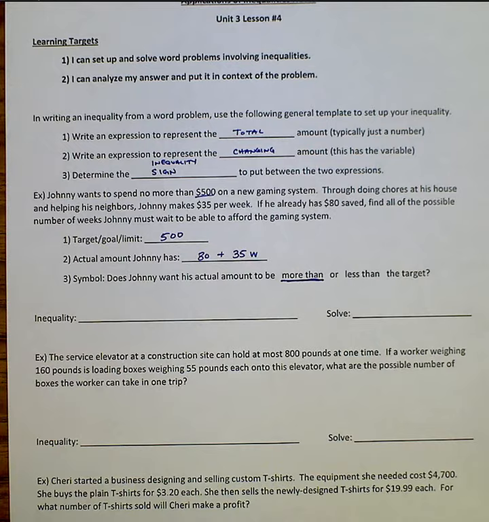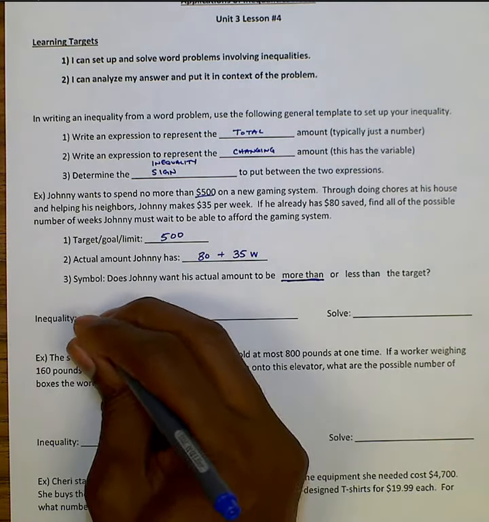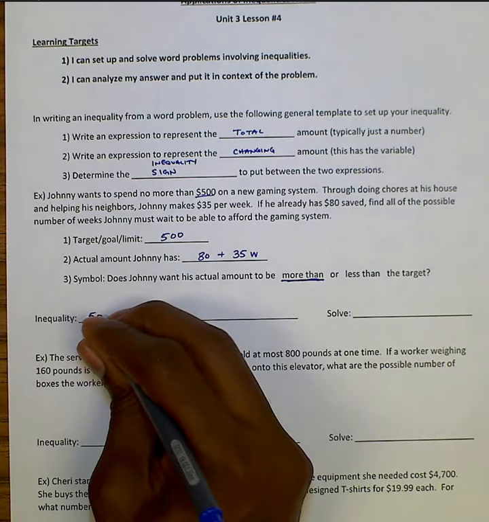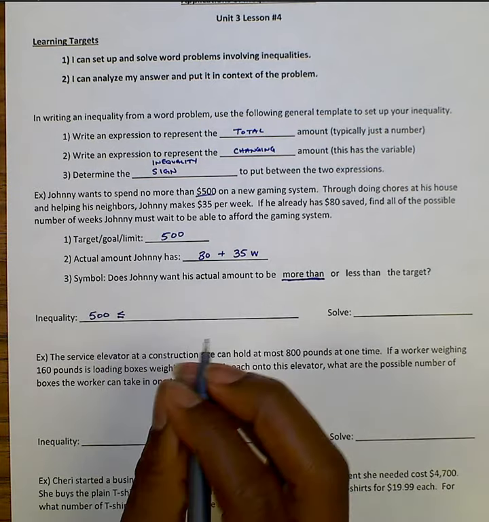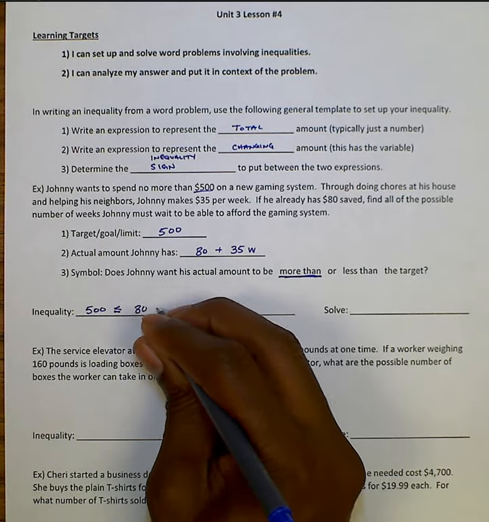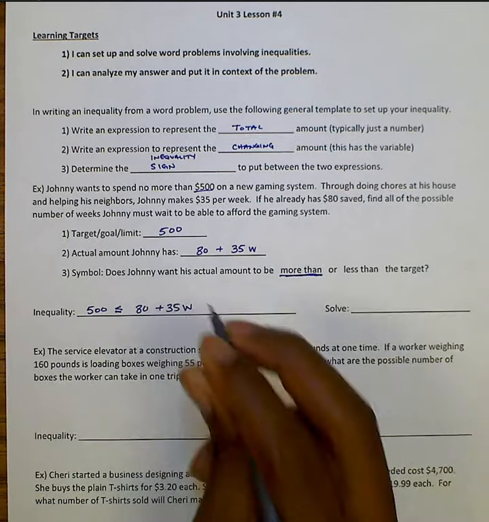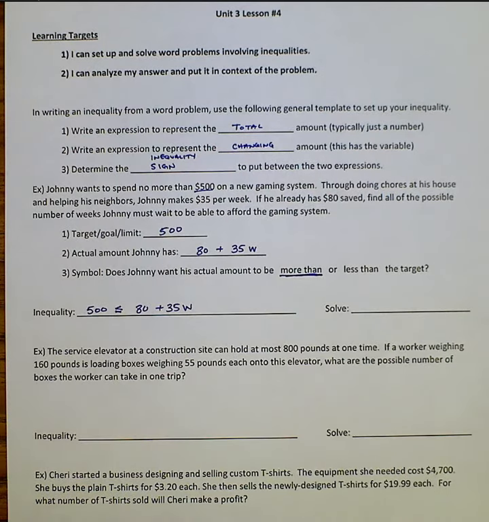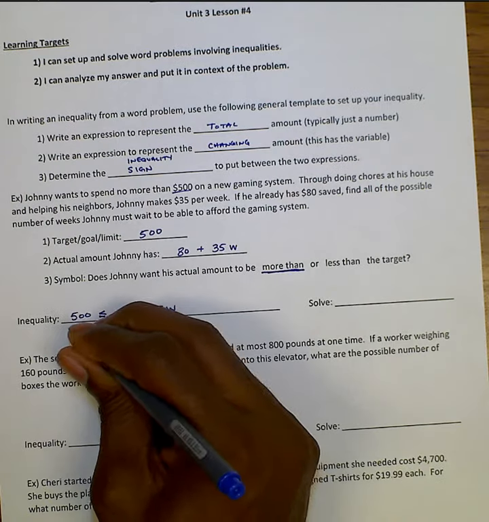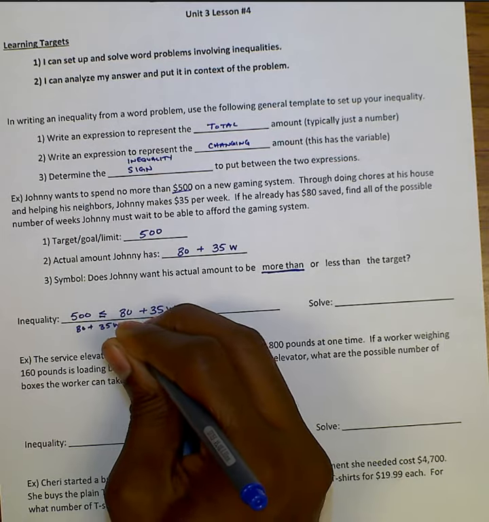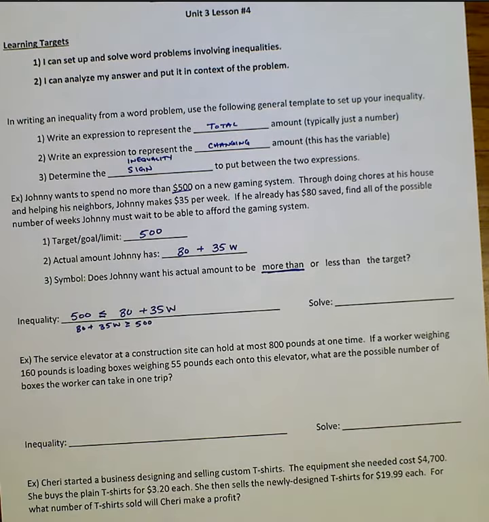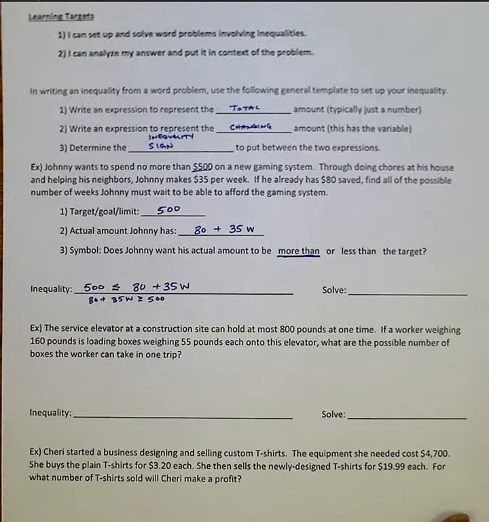So here's our inequality. Our total is 500. We want that to be less than, and I'll say or equal to, 80 plus 35W. Since we're setting up the problem, it might even be better that we keep our variable on the left side, since that's typically where we want to move it anyway. But either one of these is fine.